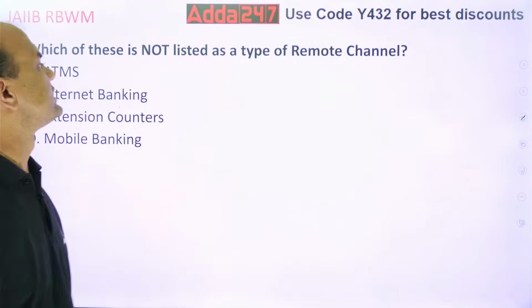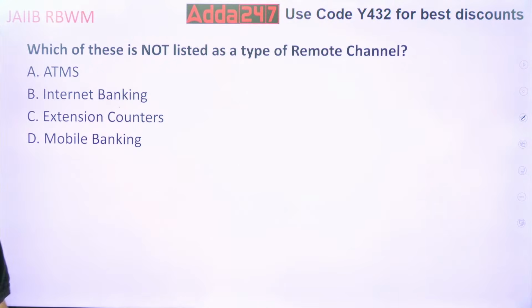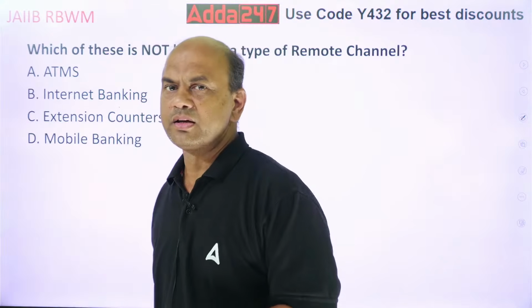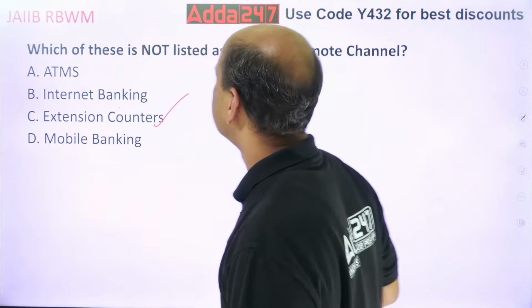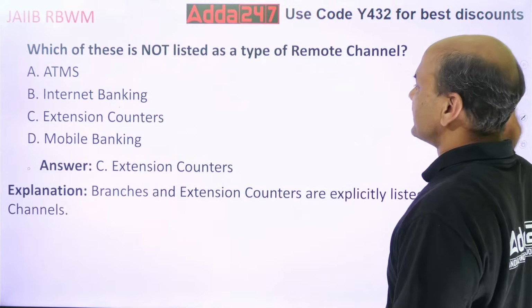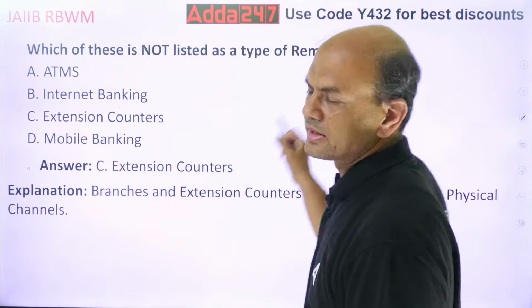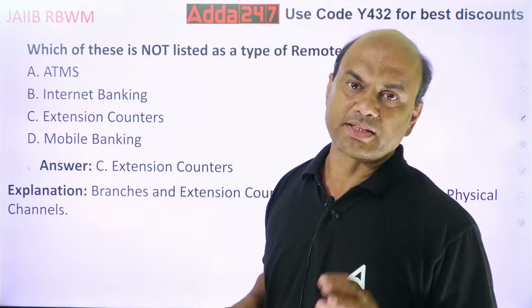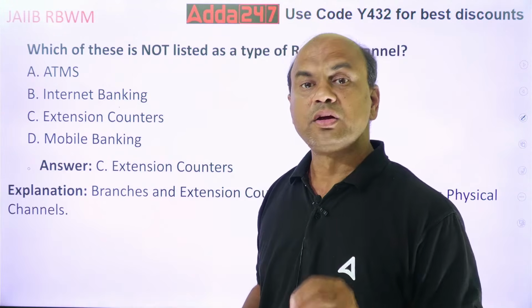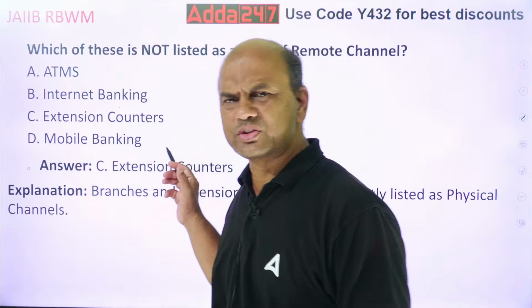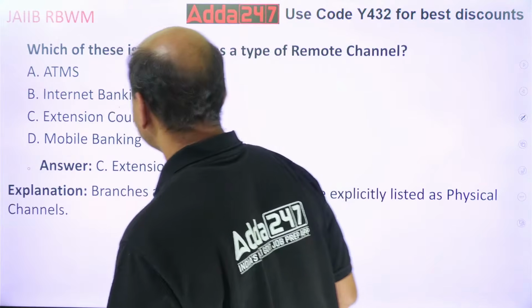Which of these is not listed as a type of remote channels? ATM, internet banking, extension counters, mobile banking. I think yesterday we did this. But then also, let me see, how many of you remember it? The answer is extension counter. Extension counter is not a remote channel. Remote channel means the channel in which human being is not involved directly. Yesterday, I think so, we did this.